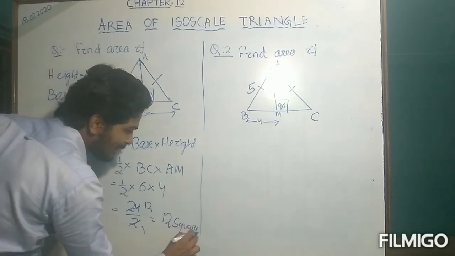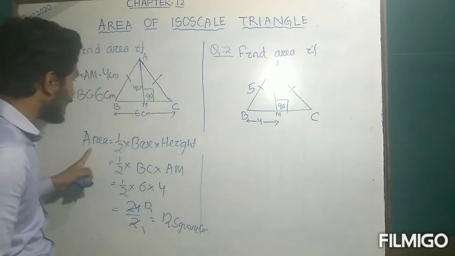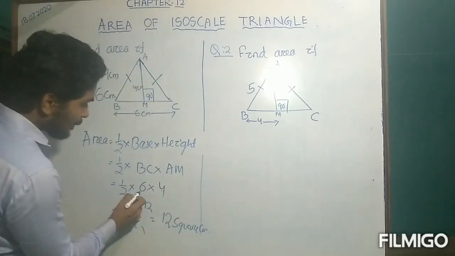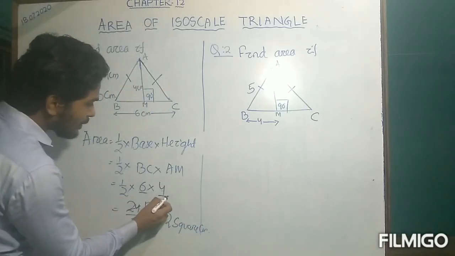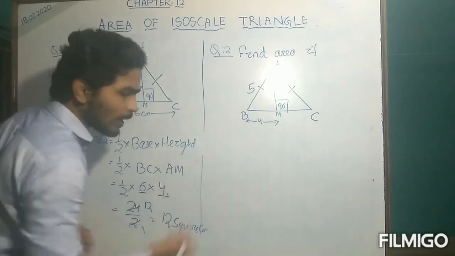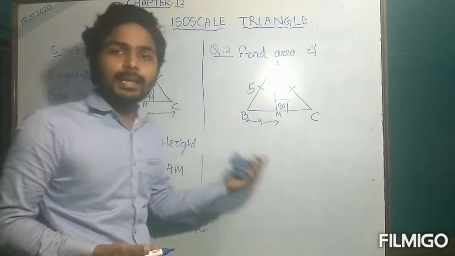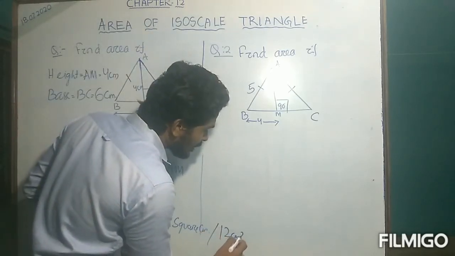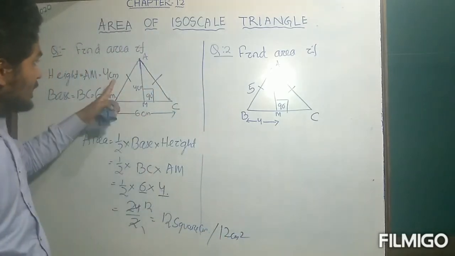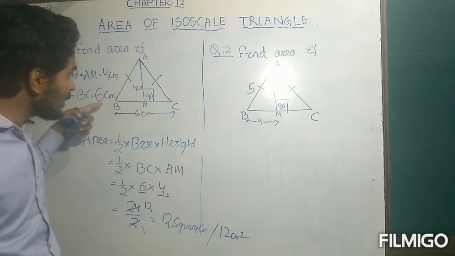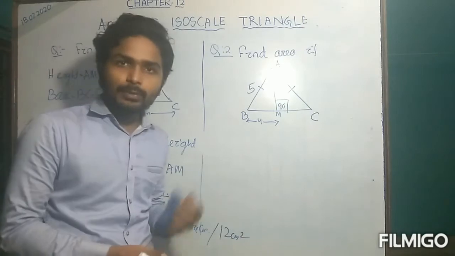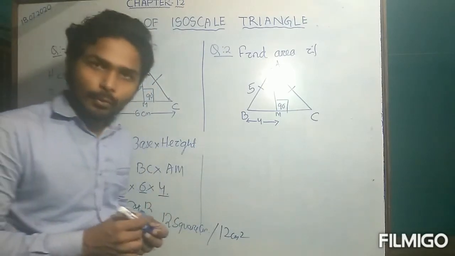Why is it square centimeter? Because here we find the area and the unit of area is square centimeter. Because it is 6 cm and it is 4 cm, so cm into cm is square. So I am writing 12 square centimeter, or you can write 12 centimeter square. Since the height and base are given, we can easily find the area of the triangle by using the half into base into height formula.